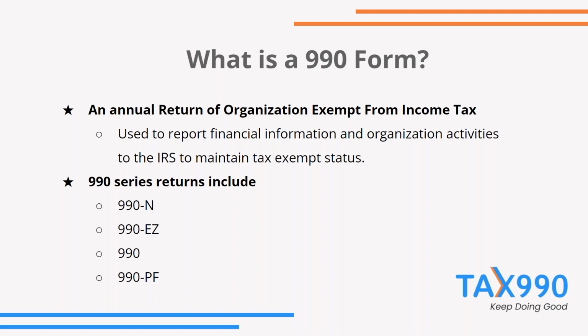The 990N is for an organization with $50,000 or less in gross receipts. The 990EZ is for an organization with gross receipts less than $200,000 and total assets at the end of the year less than $500,000. The 990 form is for an organization with gross receipts greater than or equal to $200,000 or total assets greater than or equal to $500,000 at the end of the tax year. And the 990PF is for an organization recognized as a private foundation.